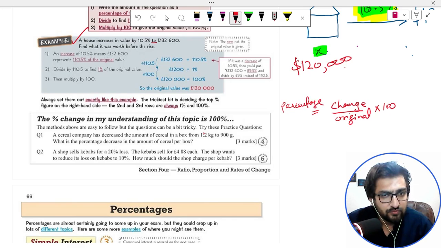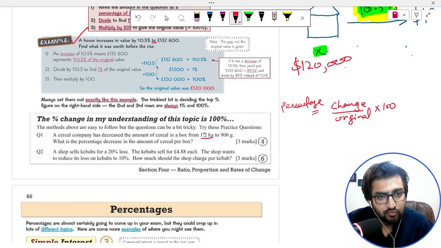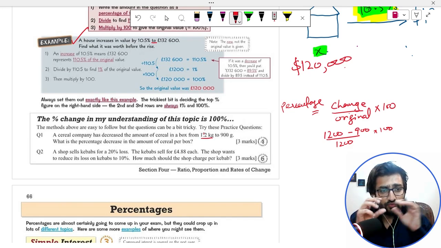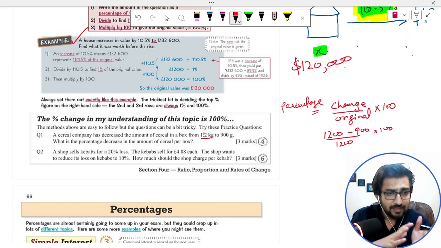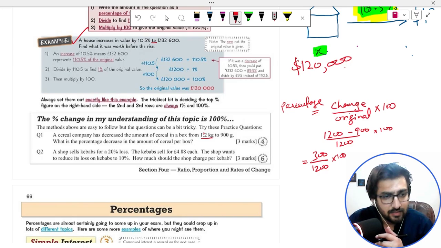Simple formula, so use the formula here. But one more thing, you need to convert this 1.2 kilogram into grams. Make these two units the same. To find out the change: 1200 gram minus 900 gram divided by 1200 gram multiply by 100. 1200 gram minus 900 gram is 300 gram. That is the change between those two values. So 300 divided by 1200 multiply by 100, and you will get the percentage decrease directly. So this is how you solve that question.